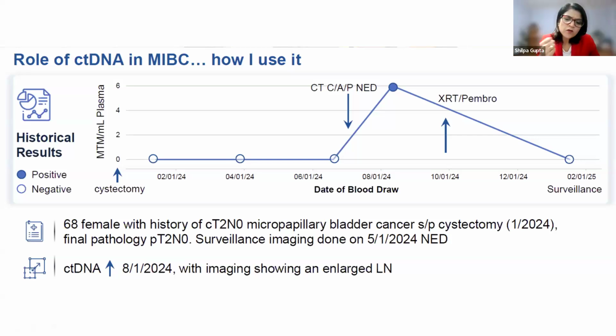In IMvigor010, Adam, there was a subset of patients who in the surveillance phase were ctDNA negative, but on the scans they had lymph node positive disease. So I think that's one of the scenarios where the shedding is not very high, but they can have lymph node mets, but there were no visceral metastases. I think mostly they were lymph node metastases and maybe lung metastases. But yeah, nothing is 100%. So that's one of the pitfalls.